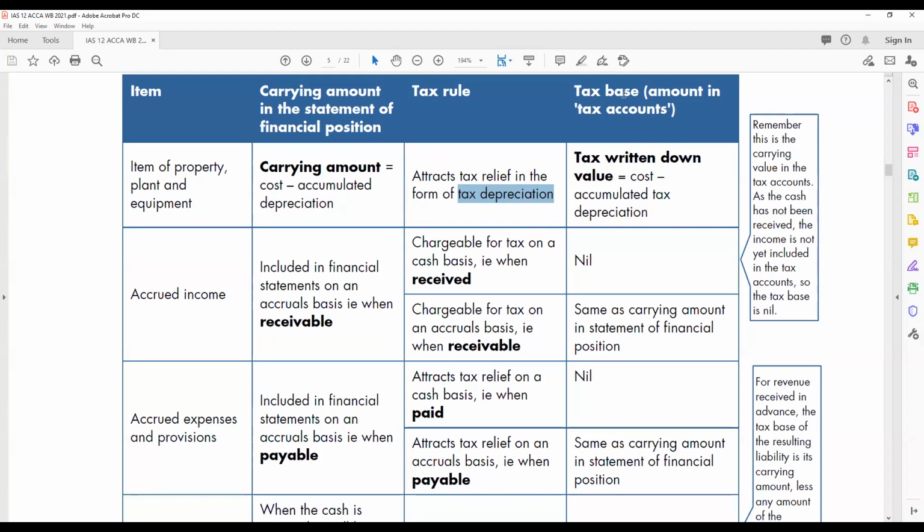So how do we calculate the tax base of PPE? The tax written down value, meaning the tax base, equals cost minus accumulated tax depreciation. When we calculate carrying amount according to the accounting provision, we deduct accumulated depreciation from the cost. Then we get carrying amount. In contrast, to calculate the tax base, we have to deduct accumulated tax depreciation from the cost. Then we will get the tax base of property, plant and equipment.